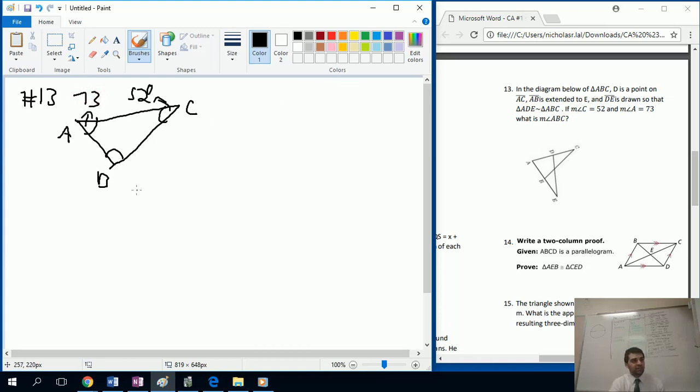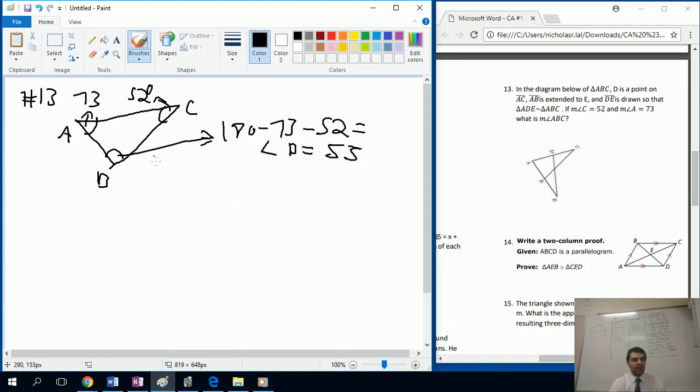Read the problem, Nick. And then the measure of angle B, we know there's 180 degrees in the triangle. So the measure of angle B is going to be 180 degrees minus 73 minus 52. Put that into your calculator. 180 minus 73 minus 52, that's going to be equal to 55. Put that in the calculator, verify that's correct. You should be able to do addition, subtraction in the calculator.